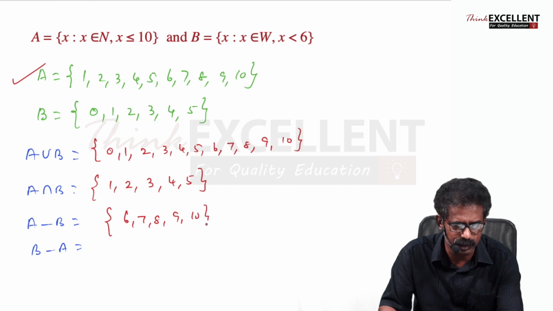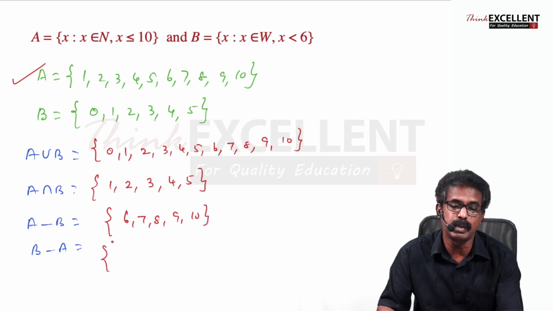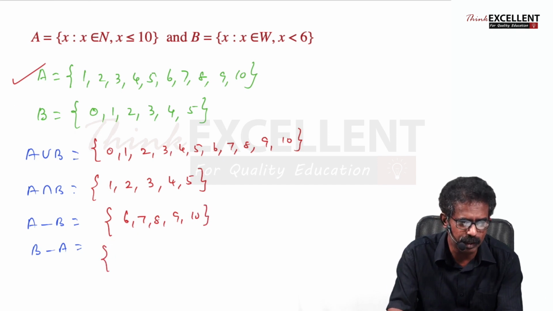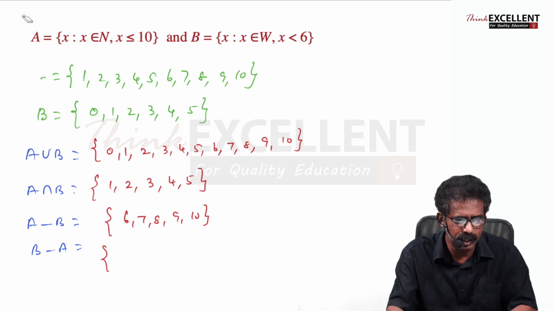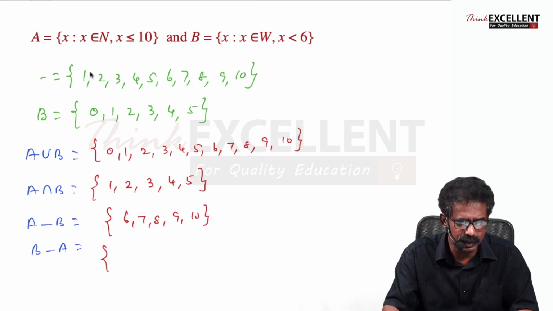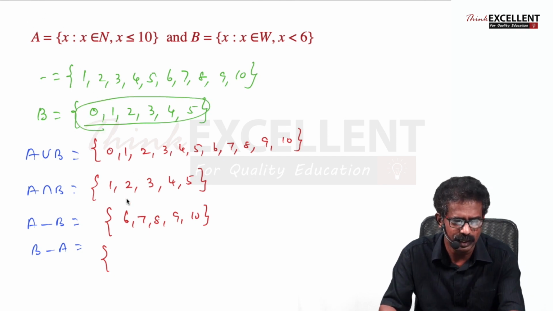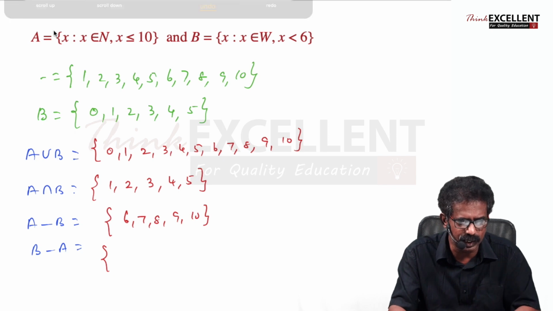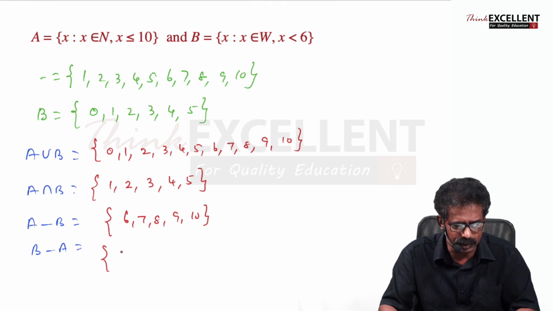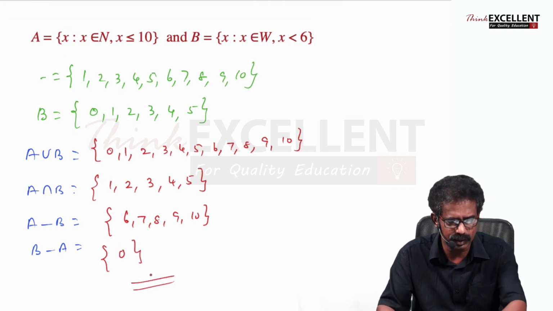What about the last one? B minus A. What's the meaning of B minus A? B minus A means elements in B, but not in A. Elements in B. It should be here, but not in A. Only one element. Which element? 0. 0 is in B, but 0 is not in A. Hope you understood this, right?